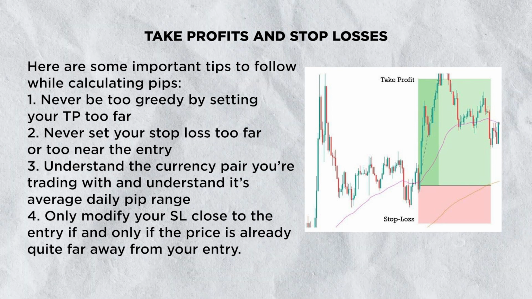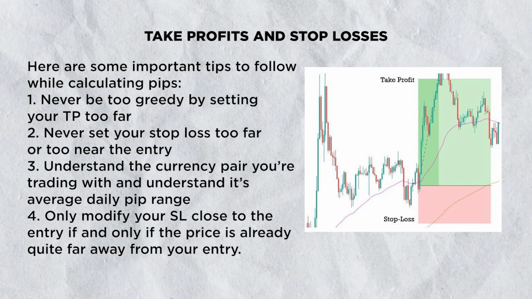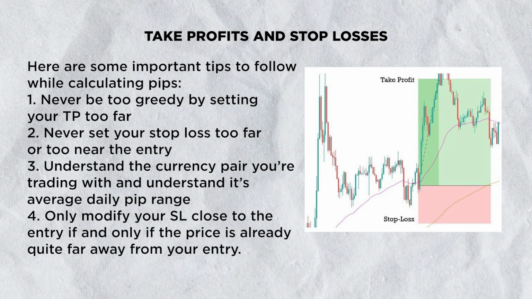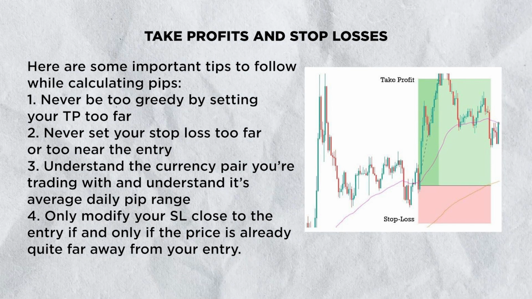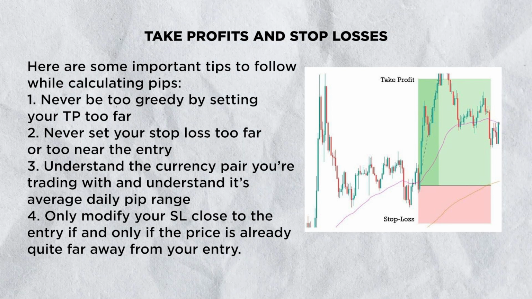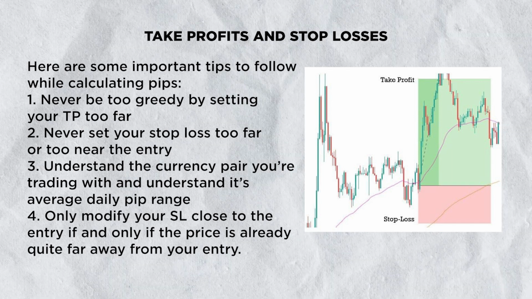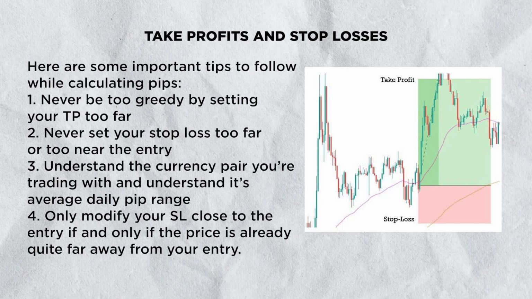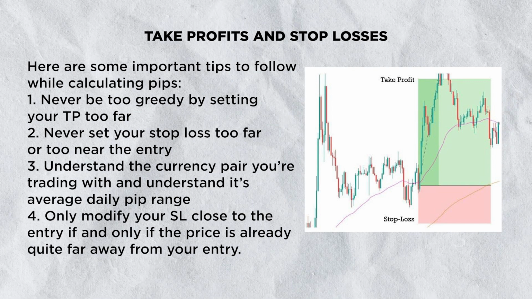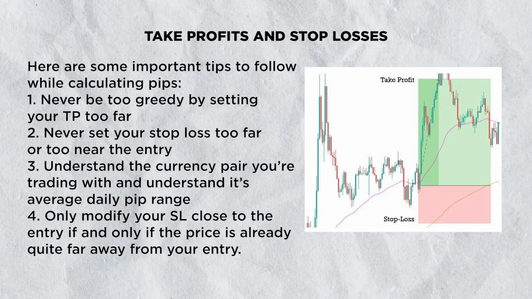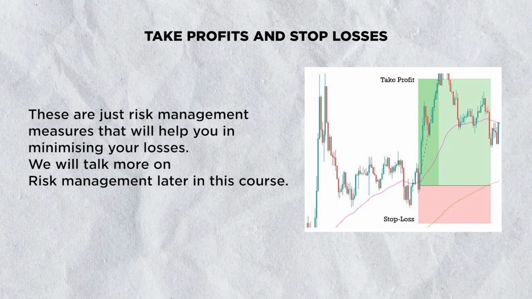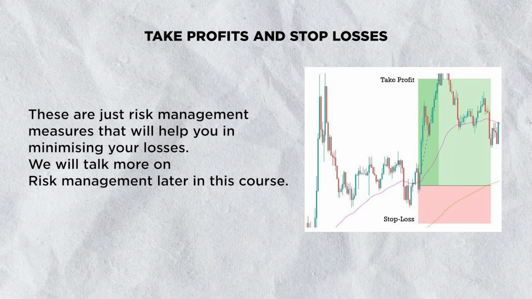Here are some important tips to follow while calculating pips. 1. Never be too greedy by setting your TP too far. 2. Never set your stop loss too far or too near the entry. 3. Understand the currency pair you're trading with and understand its average daily pip range. 4. Only modify your SL close to the entry if and only if the price is already quite far away from your entry. These are just risk management measures that will help you in minimizing your losses. We will talk more on risk management later in this course.